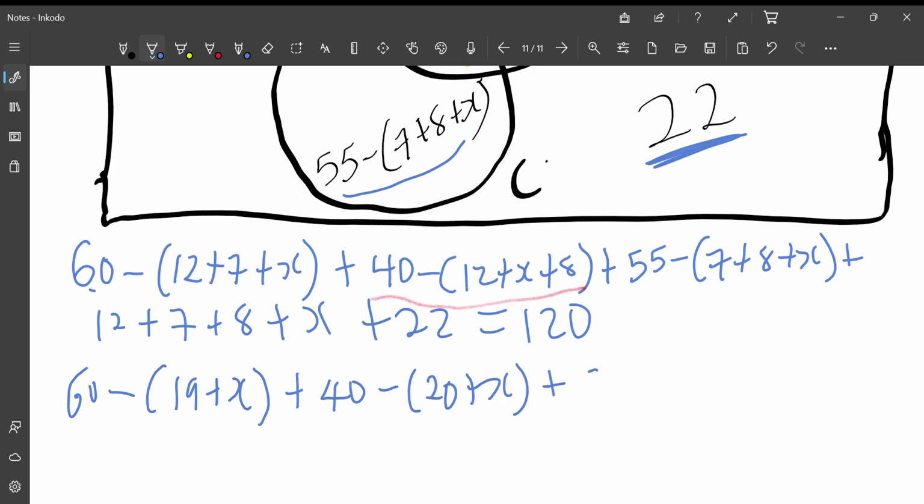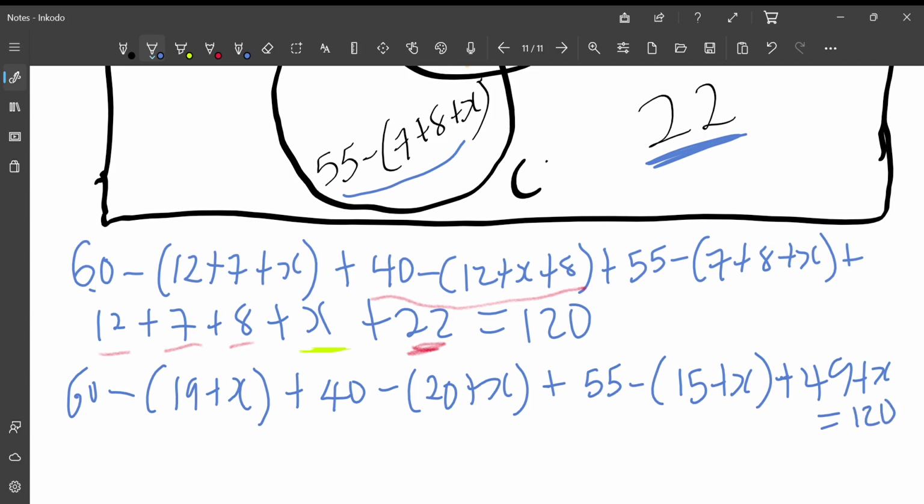Plus, I'm going to the next side, 55 minus 7 plus x plus 8, that's 15 plus x, plus, if I add this, 12 plus 7 plus 8, that's 19 plus 8 is 27. So 27 plus this 22 is 49. So I have plus 49, then plus this x here, I didn't forget about it, right? Plus x will all be equal to 120. So we are progressing.